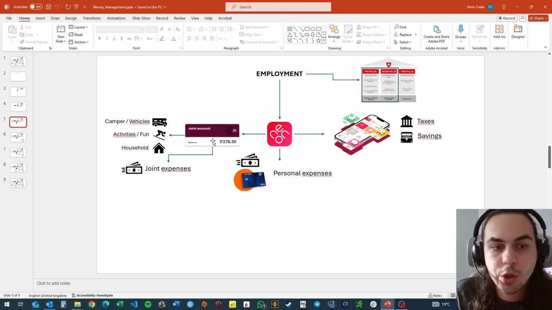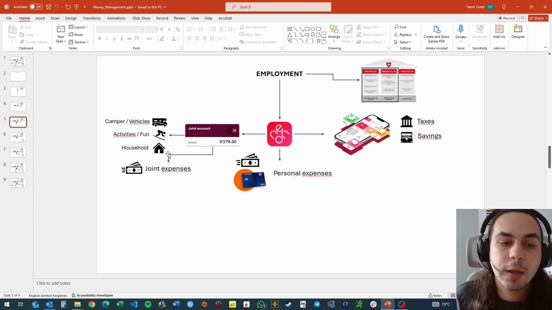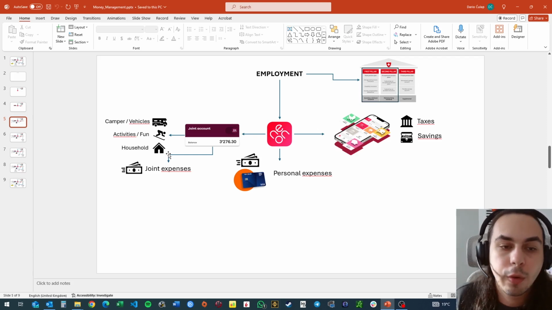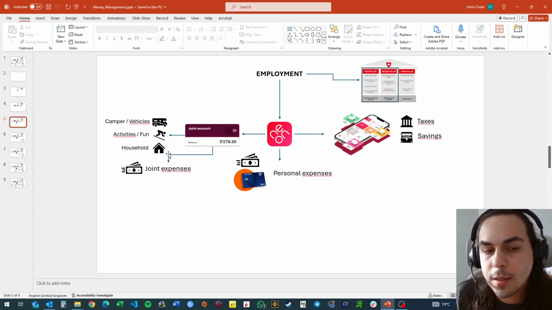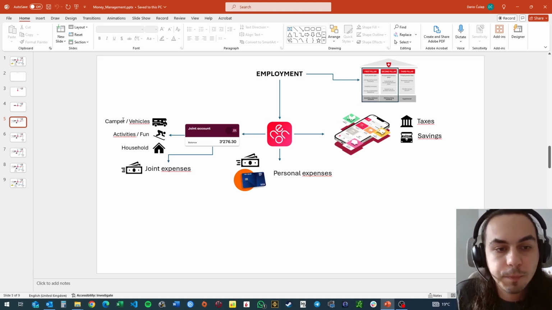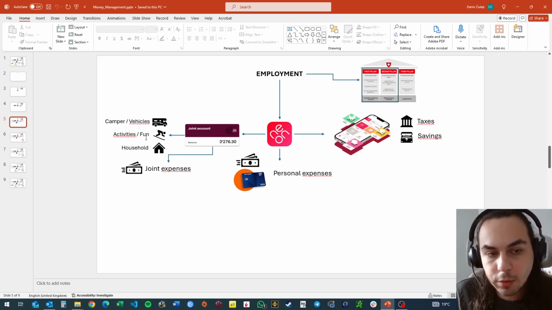When we go to the side of the joint account, we have joint savings accounts. We have a savings account for the camper or our vehicles, like the motorcycle or the camper. The motorcycle, in all reality, is mine, so I spend money to maintain it. But for example, the camper or the scooter that we had together, that was an expense that would be saved for here. And then we have activities and fun or vacation, and then we have household.